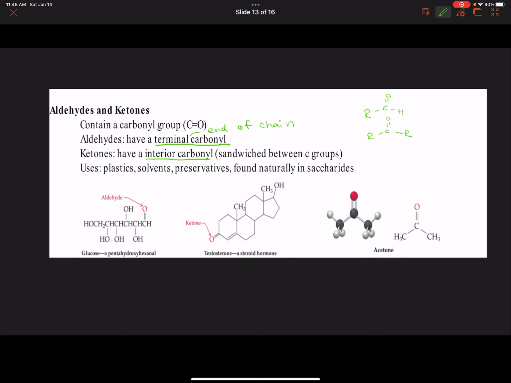So we have some examples here. If we look at glucose, one of our saccharides, it is an aldose. It has this aldehyde group. The C double bond O is at the end. Testosterone, which we saw earlier, has the C double bond O in between carbons, so it's a ketone. Acetone, a very common solvent, would be a C double bond O in between two CH3 groups.